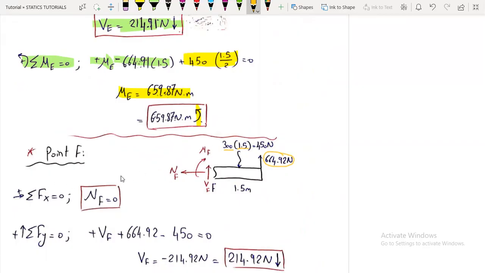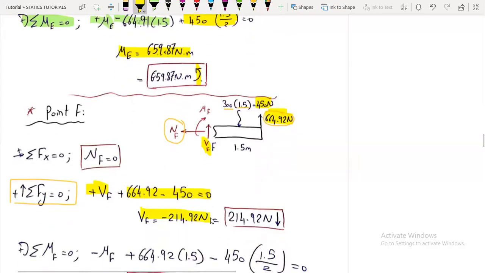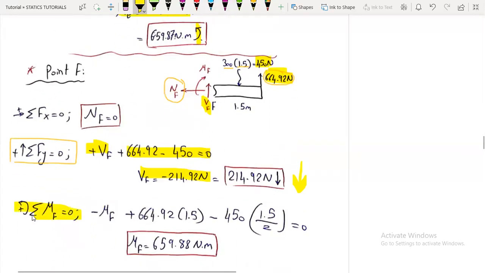So taking the summation of forces in the x direction, we get NF is equal to 0, okay, and summation of forces in the y direction, we have what? Positive VF plus the tension force minus the resultant, okay, equals to 0. So the reaction at F will be negative 214.92 newtons. So that means our assumption regarding the positive sign convention is not correct. So it is the opposite direction. So it's acting downwards. Now taking the summation of moments about point F, okay.